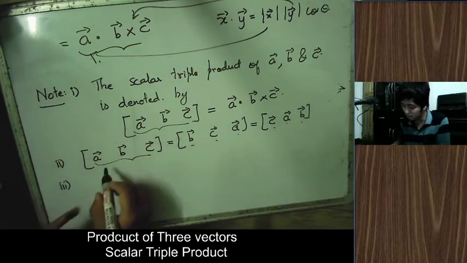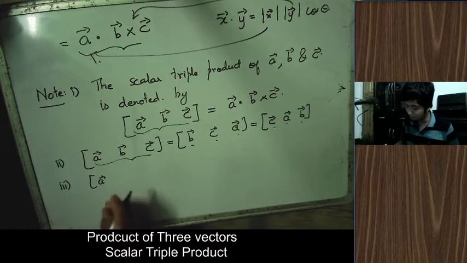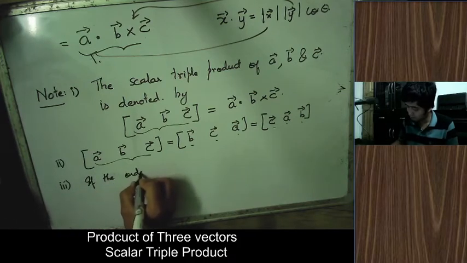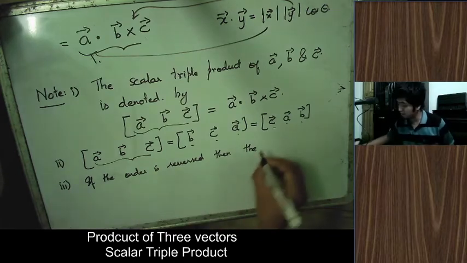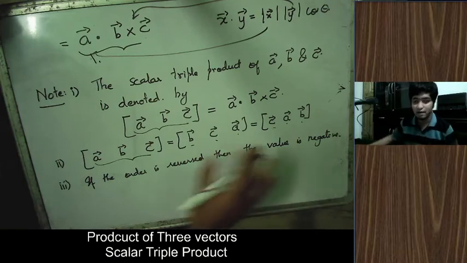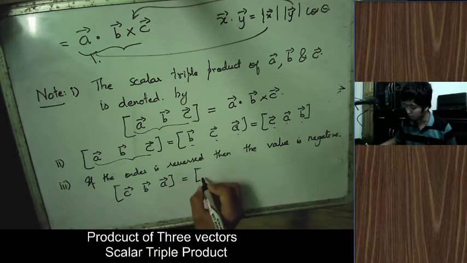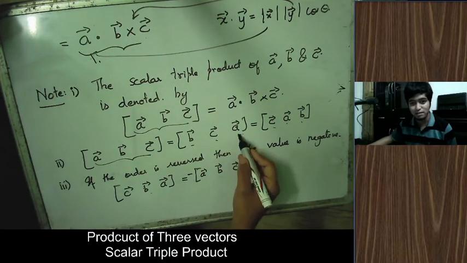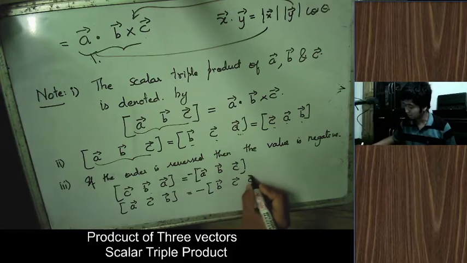Whereas if you interchange the order, if instead of ABC you write it in the reverse order, then it will be negative. Okay, if the order is reversed, then the value will be negative. What I mean by this is CBA, you are reversing the order, it will be equal to minus ABC. Okay, CBA will be minus ABC. Similarly, if you are reversing the order, ACB will be equal to minus BCA. I hope that is clear.